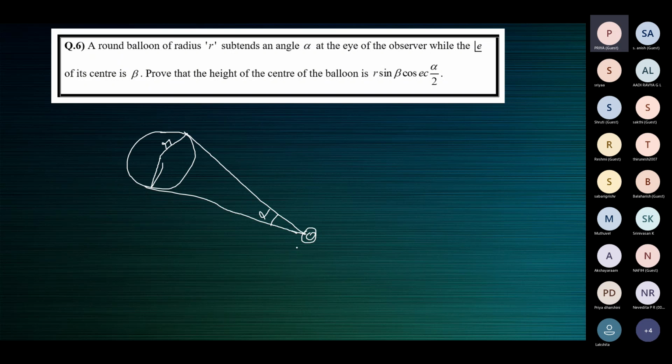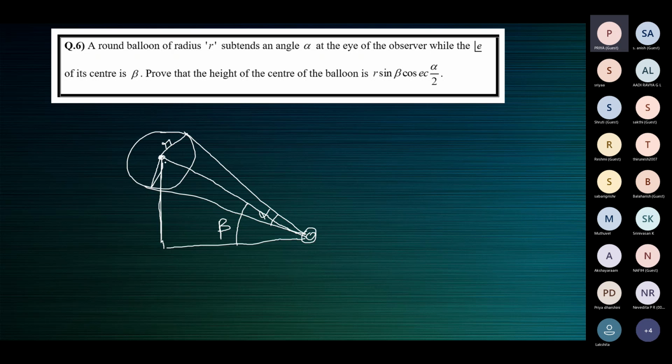A round balloon of radius r subtends an angle alpha at the eye of the observer, while the angle of elevation of its center, this is the center of the balloon. This is the line segment joining the center of the balloon and the eye of the observer. That's the line of sight. This is the height of the center of the balloon from the ground. And this is the horizontal line. The angle between the line of sight and the horizontal is the angle of elevation of the center, which is beta.